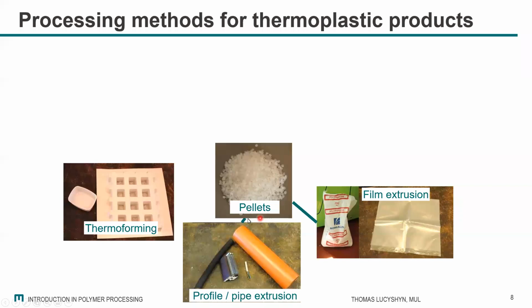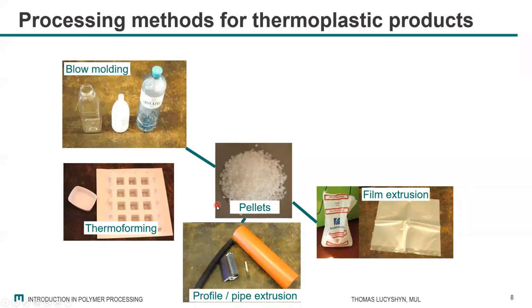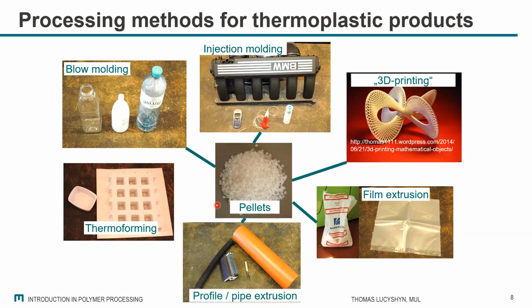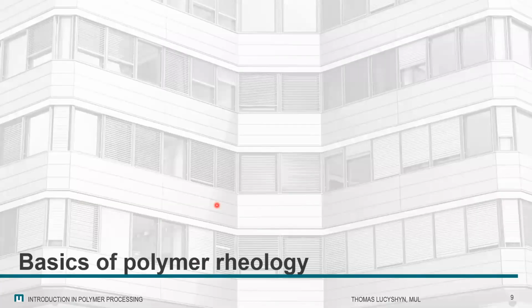Thermoforming is another method where you would typically produce packaging goods. Then we have all those hollow bodies produced by blow molding, and injection molding is for mass production of complex single parts, so not continuous products like pipes, but single parts. And then recently, of course, for crazy, weird geometries, we can also use 3D printing, which cannot be achieved by the other conventional methods.